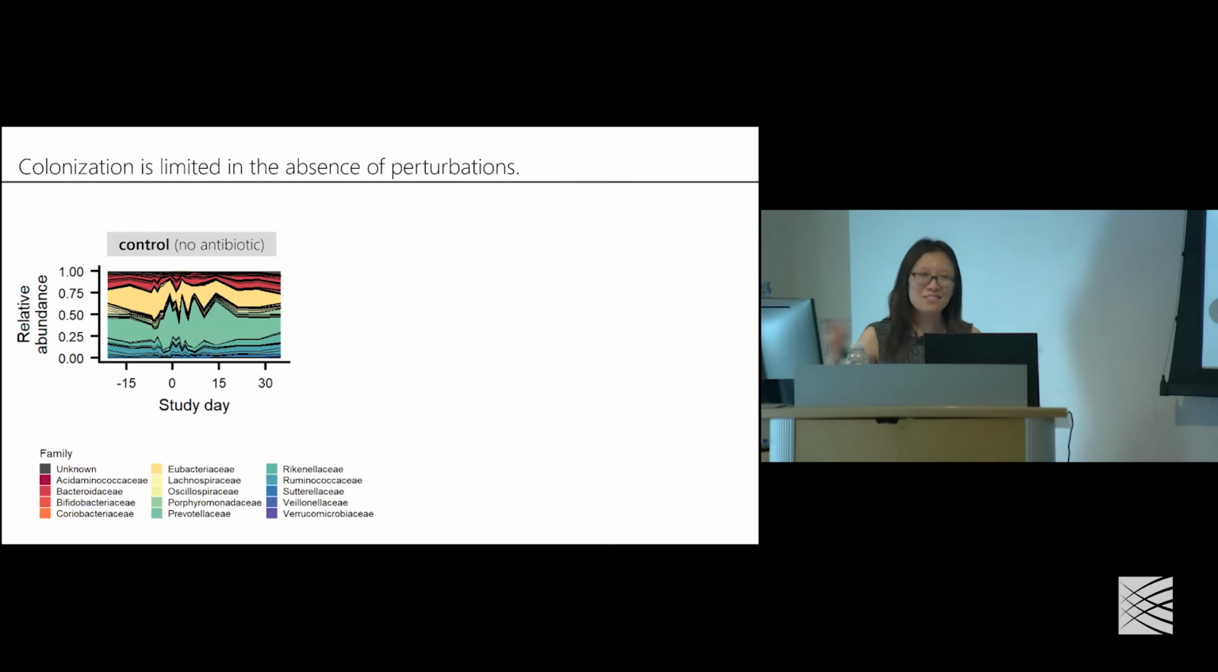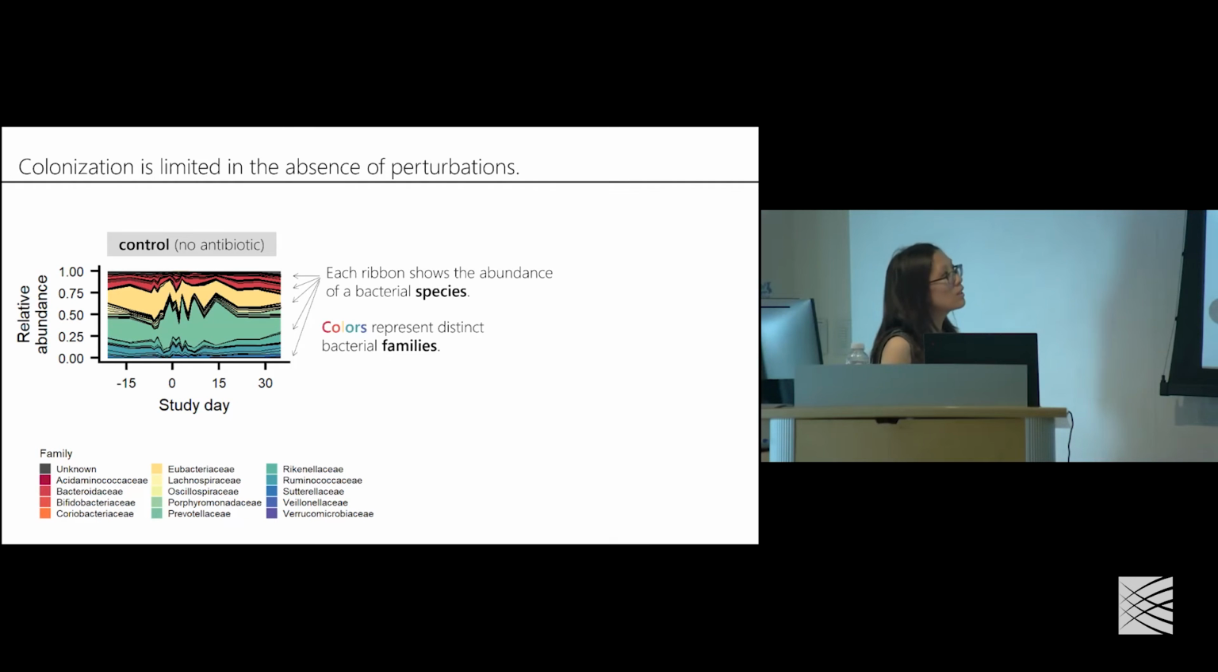All right, so with that, let's dive into the data. Here I'm showing you, just for your reference, the gut microbiome of one of our control subjects over this 2-month sampling period. In this plot, the ribbons show the abundance of different bacterial species within the community, and the colors represent distinct bacterial families.